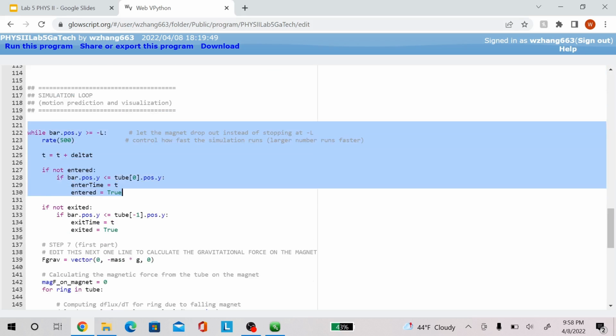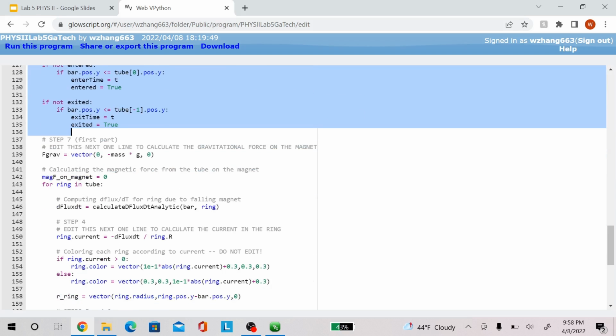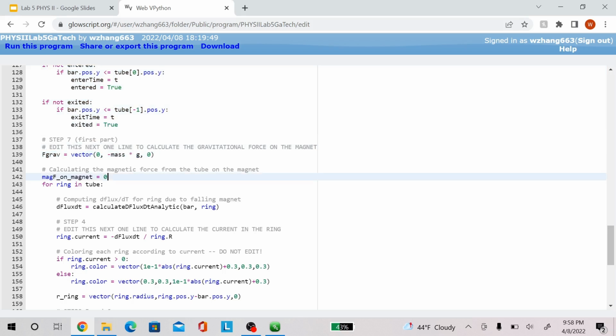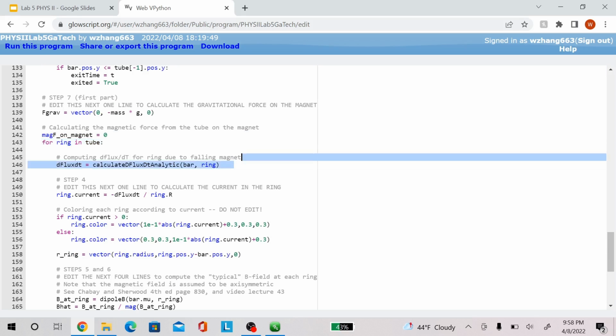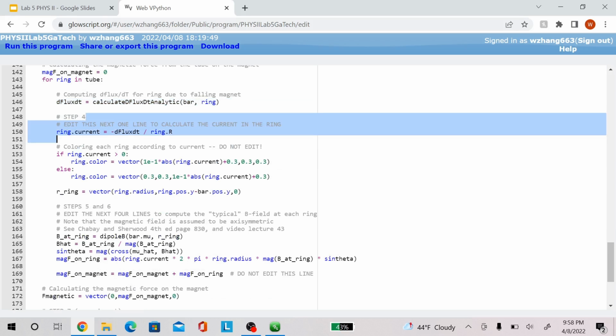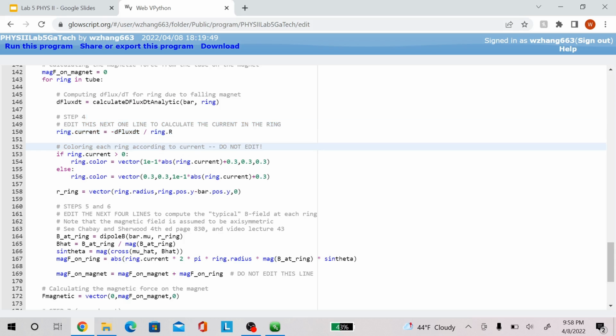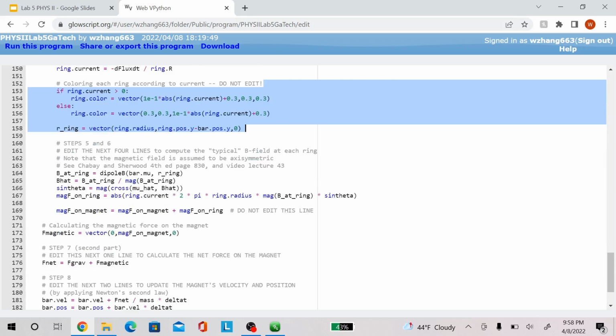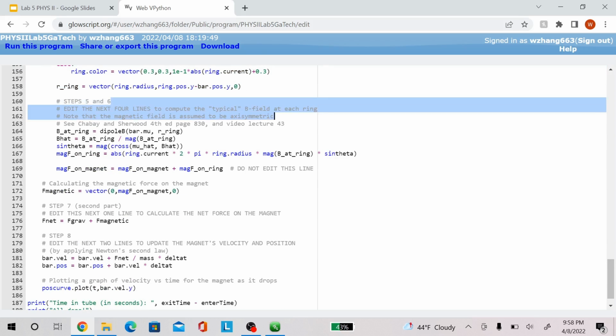Now go ahead and just let it run downwards. From there, declare force of gravity. Declare that the magnetic force on the magnet is 0 for now. And for ring and tube, I want you to get the d flux and calculate the time derivative of flux by ring. And from there, calculate the current in the ring. Color the rings. Don't worry, this one wasn't made by me either. Pretty nice. Calculate the next 4 lines for what you would expect the force to be on a ring, or B at the ring more specifically.